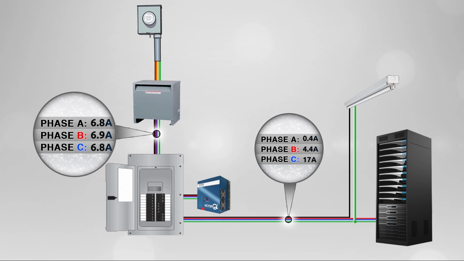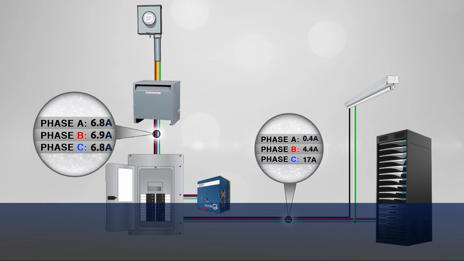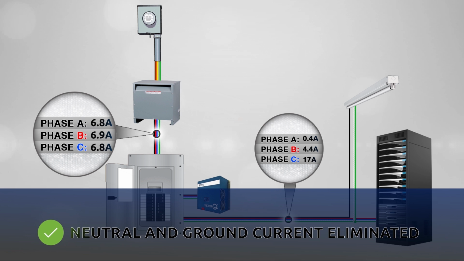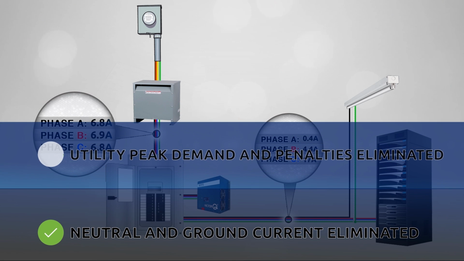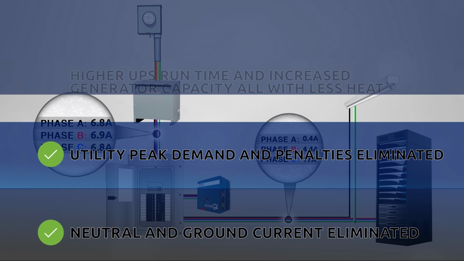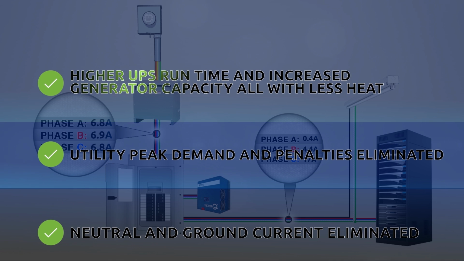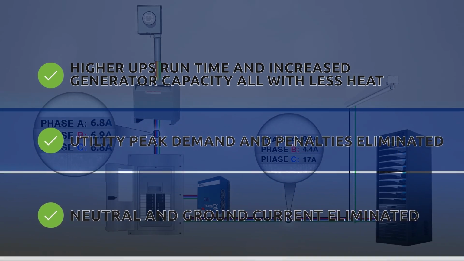By automatically balancing the loads across the phases, neutral and ground currents are eliminated, reducing liability and improving safety for equipment and personnel. Peak demand charges and penalties related to unbalanced phases are also eliminated, reducing expenses on monthly power bills. UPSs will have a longer runtime, and generators will evenly deliver greater amounts of peak power, while much less heat will be emitted from the transformers and power equipment.